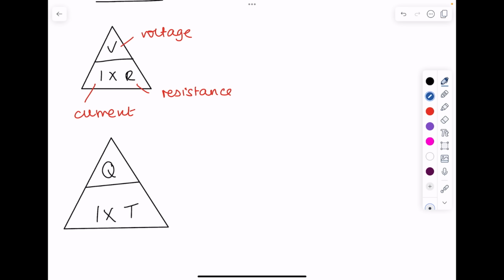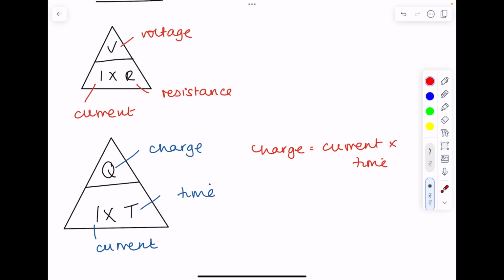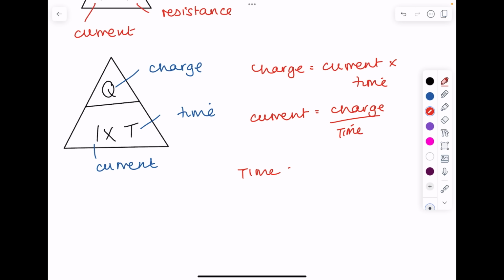So Q equals IT. Q stands for charge, T stands for time, I stands for current. So we can see therefore that charge equals current times time. What about current? To cover what you're after, it's charge divided by time. There's the divide sign. And time, we can see cover T is charge divided by current.